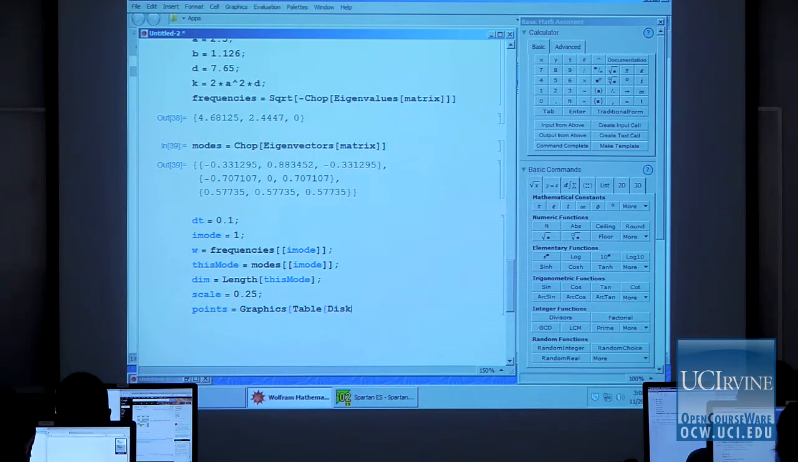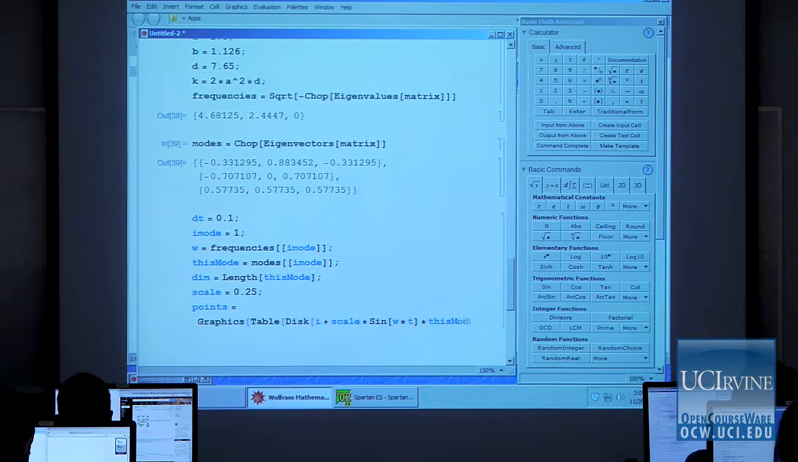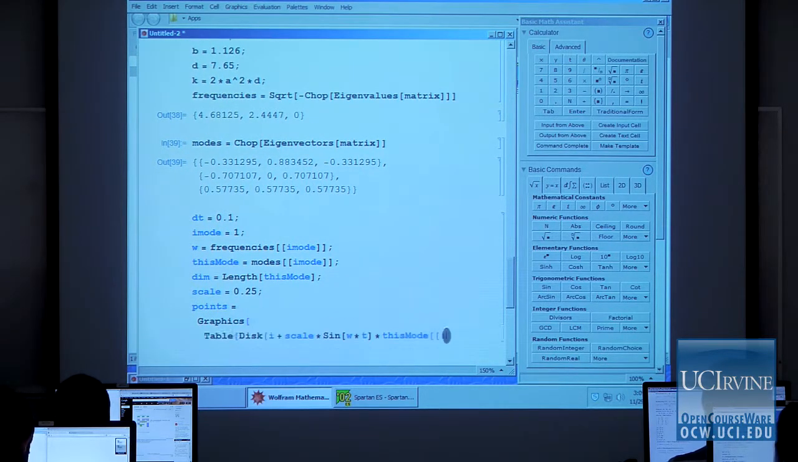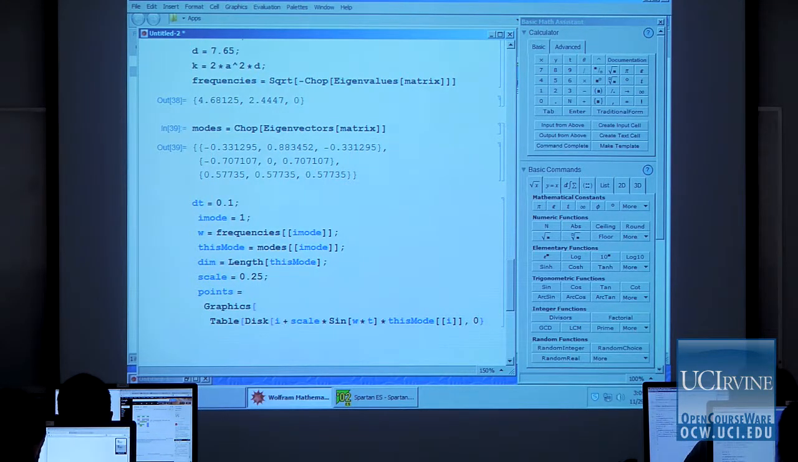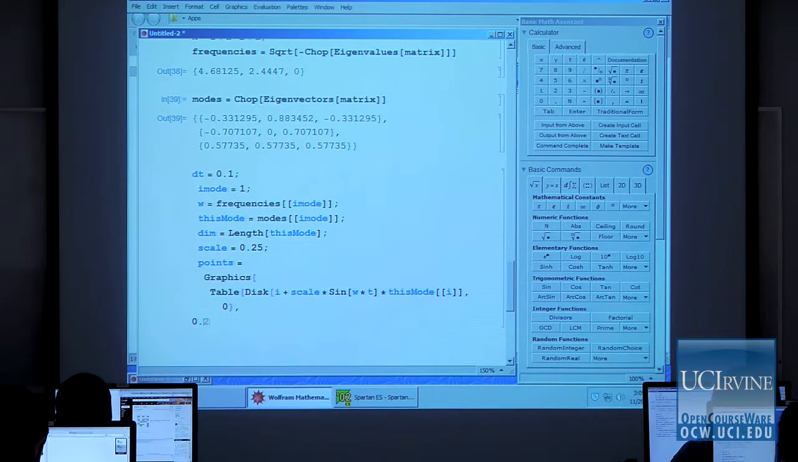So I have disk of i plus scale times sine. So here's our oscillatory motion, w times t, and then times the amplitude, which is this mode, bracket, bracket, i, and then put in a 0, curly, and then I think that's the size of the disk.